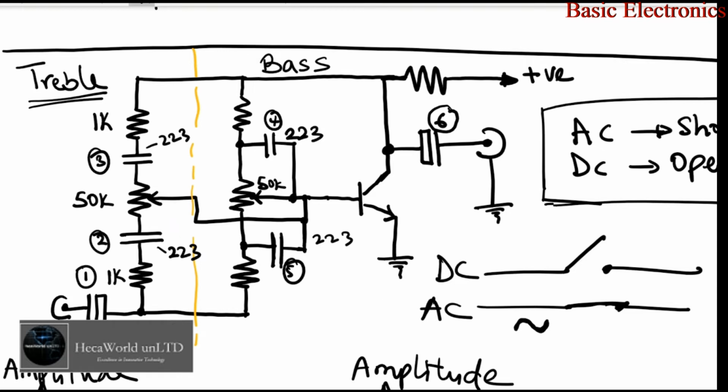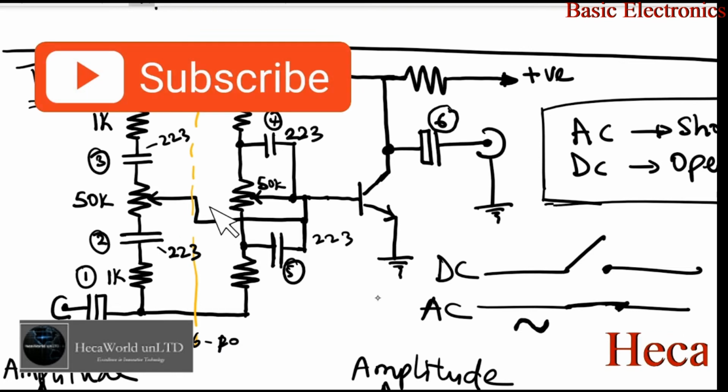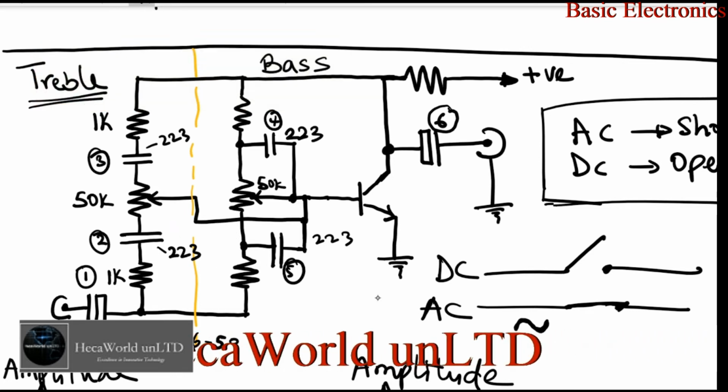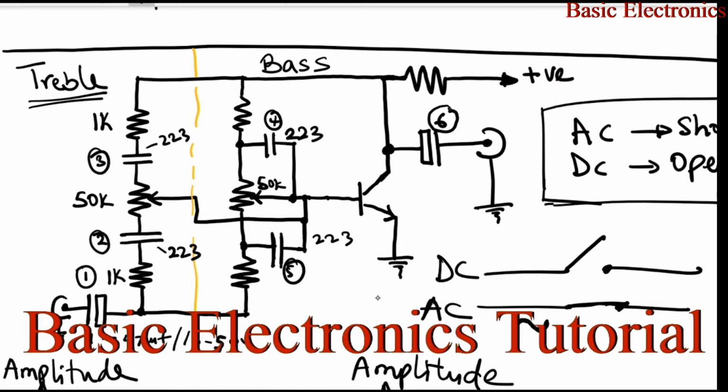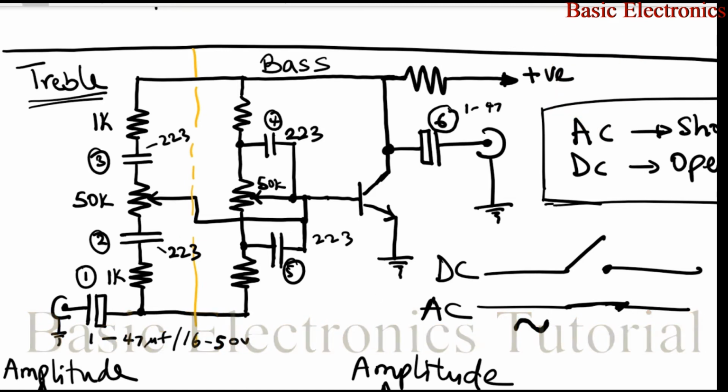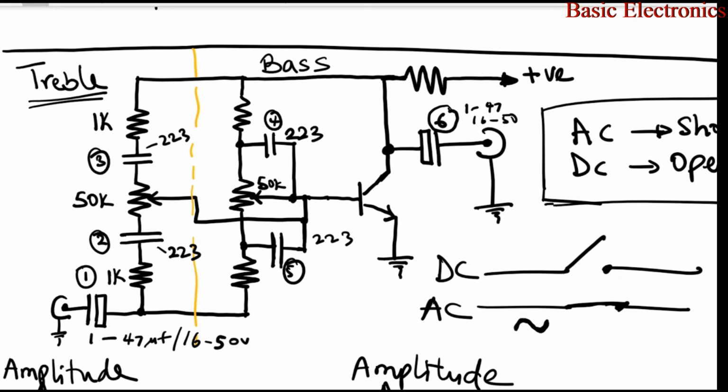For the electrolytic, you can use a 1 to 47 microfarad, 16 to 50 volts. And same thing here, 1 to 47, 16 to 50 volts. This resistor here is 10 kilo ohms. This one also is 10 kilo ohms. That is also 10 kilo ohms.